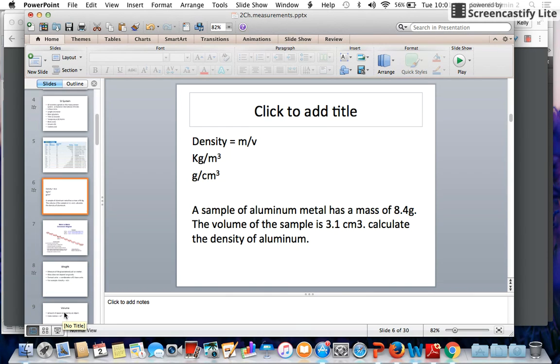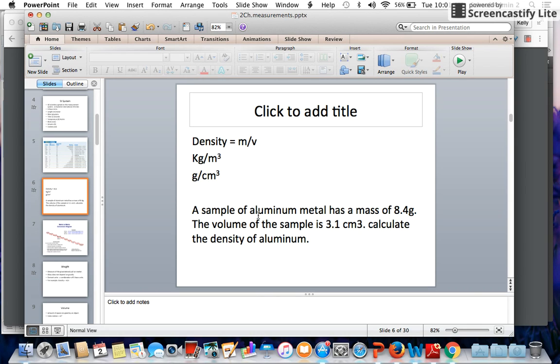All right, so just to review the unit for density, that's mass over volume. So it's the amount of matter you have in a particular volume. So if you have more matter in a particular volume, then it's going to be really dense. Less matter in volume, it's going to be light and not so dense.